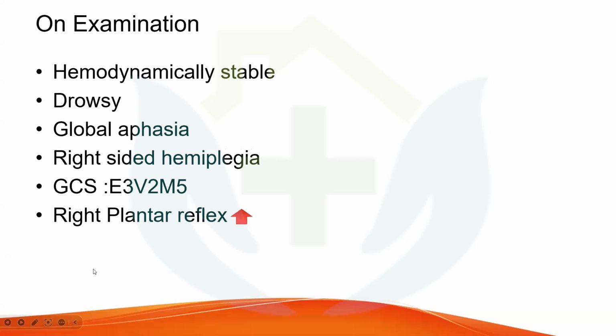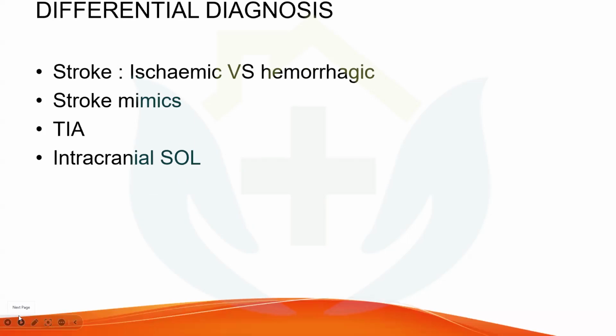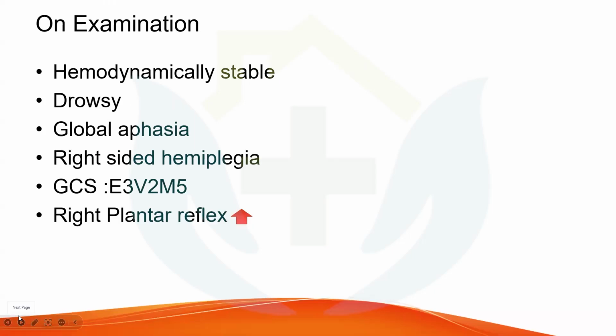On examination, he was hemodynamically stable. The BP was around 130/80. Saturation was maintaining at around 100% without any support. He was a bit drowsy. There was right-sided weakness in both the upper limb and the lower limb, and the GCS was E3, V2, and M5. On examination, the right plantar reflex was upgoing. So the differential diagnosis that we thought of in the ER at that point of time was stroke. It could be ischemic versus hemorrhagic, or other kinds of stroke mimics, or transient ischemic attack, or intracranial as well.